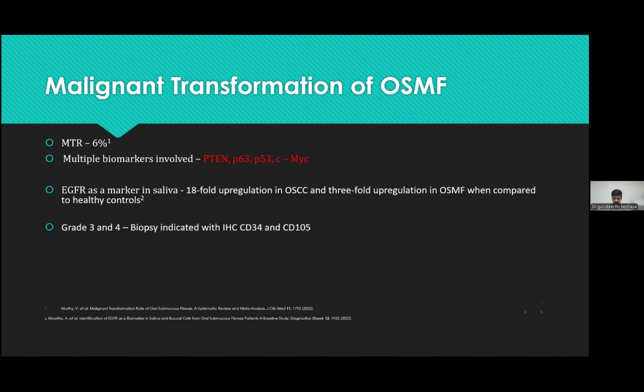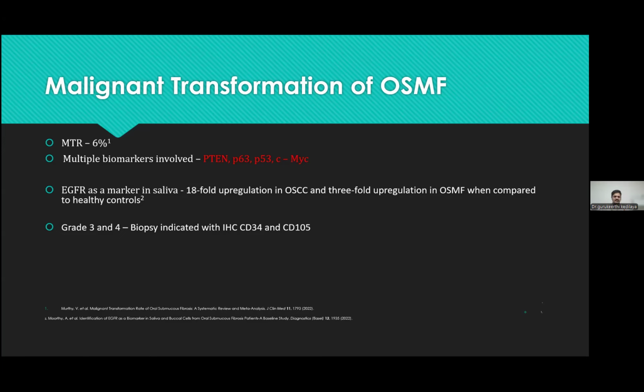a 15-fold increase is seen in, whereas in, almost 3-fold upregulation is seen of grade 3 or stage. If you find any suspicious lesion in submucous fibrosis, it is advisable to do a biopsy for CD34, indicative of harboring a malignancy.